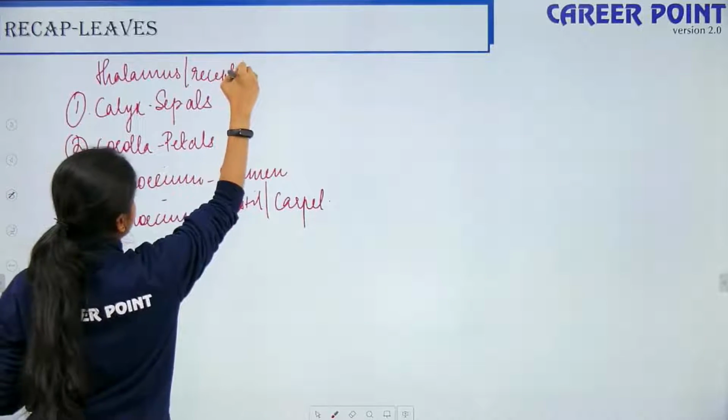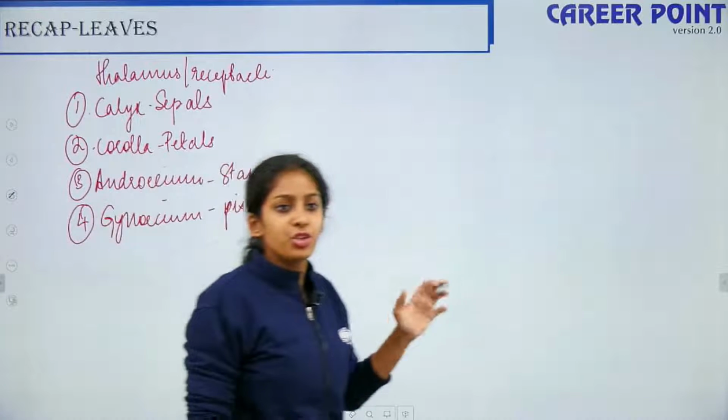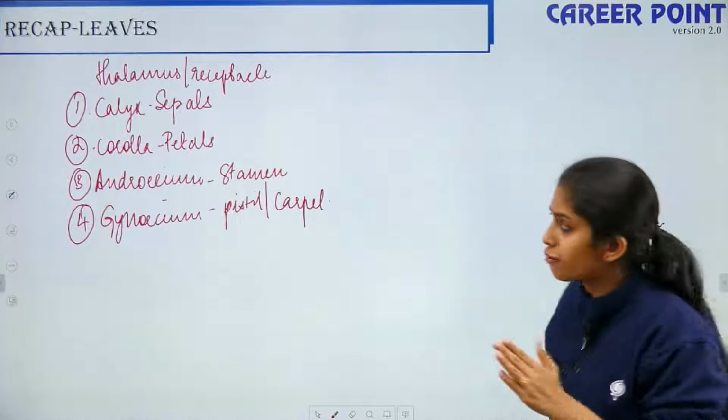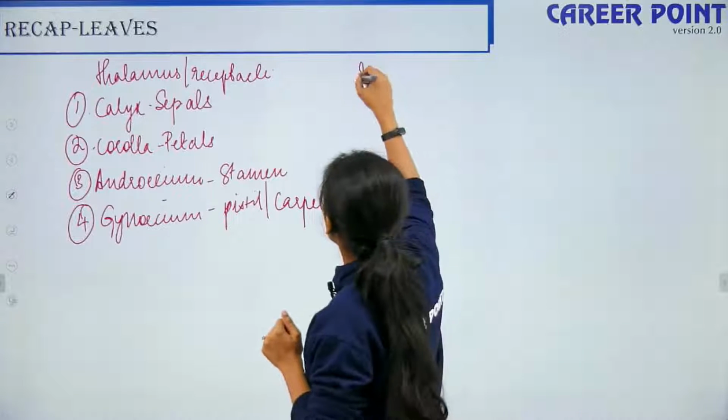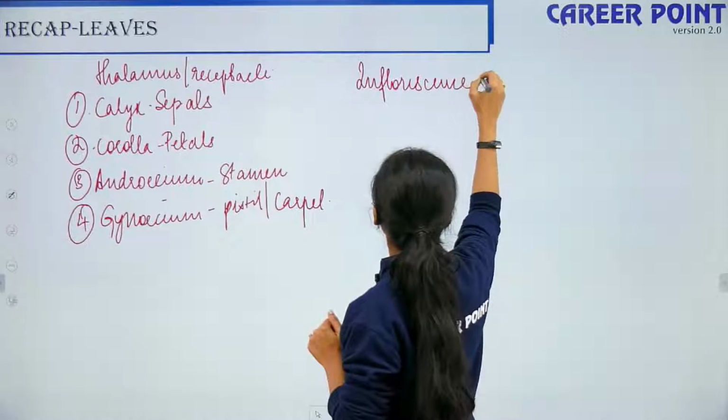So inflorescence is based on how these 4 whorls of a flower are arranged on a floral axis, that is known as inflorescence. So we only spoke about 2 types of inflorescence in the previous lecture. So what are the 2 types of inflorescence?